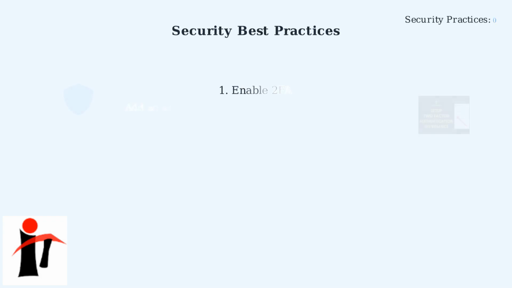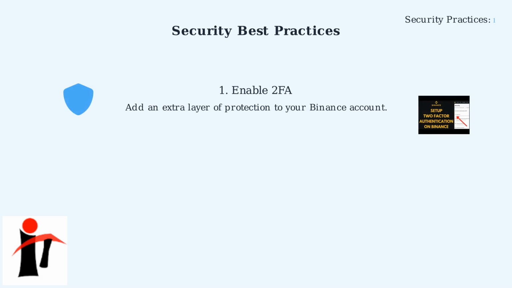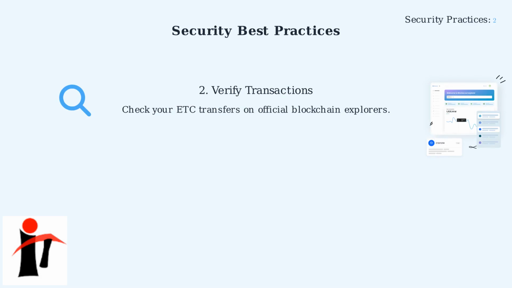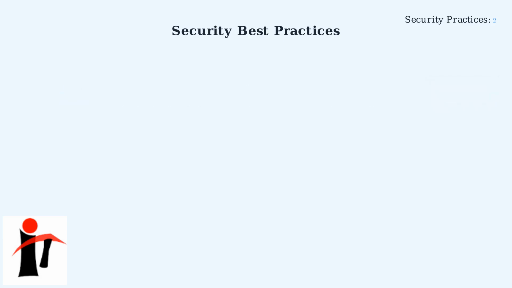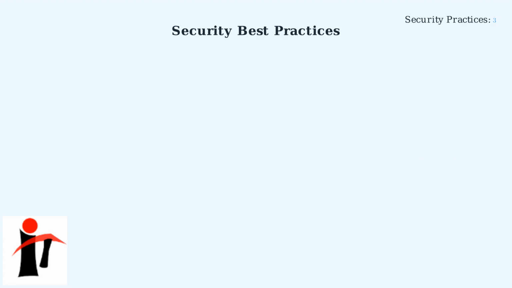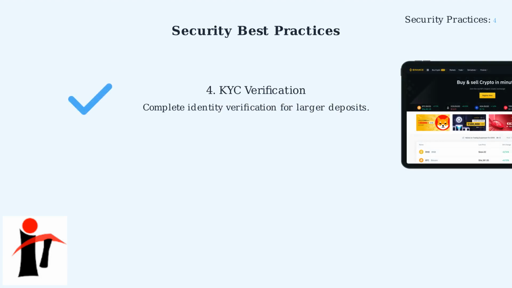Always enable two-factor authentication on your Binance account for enhanced security. Verify the transaction hash on ETC block explorers like BlockScout or Etherscan after initiating the transfer. Be cautious of phishing attempts and only access Binance through its official website or app. As of 2025, Binance has stricter KYC requirements for ETC deposits over $1,000 USD equivalent.